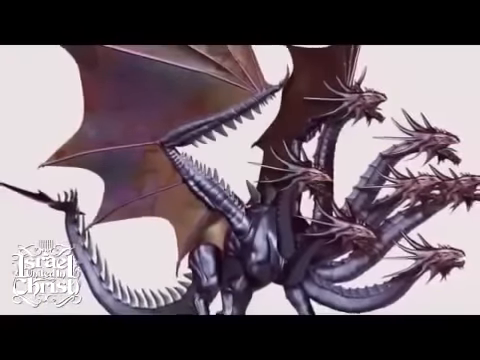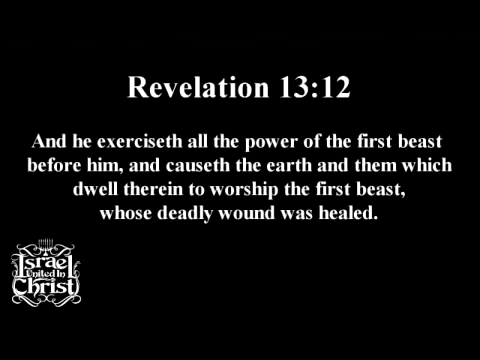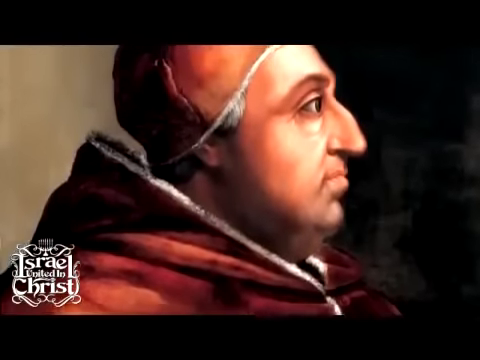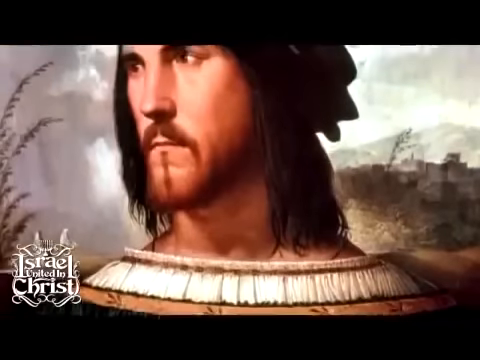"And cause that the earth and them which dwell therein to worship the first beast, whose deadly wound was healed." Wait a minute. Remember I showed y'all this earlier. Where did this image originate from? The Renaissance, when the Pope had a son. Out of what empire? Rome. Caesar Borgia. Pope Alexander VI of Rome. Let me say it again, maybe they forgot. Pope Alexander VI of Rome, his son, Caesar Borgia, was chosen as the model of the Renaissance Jesus Christ.